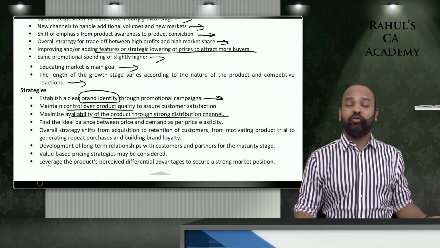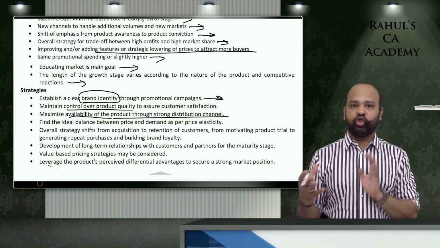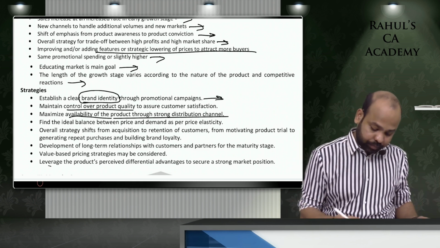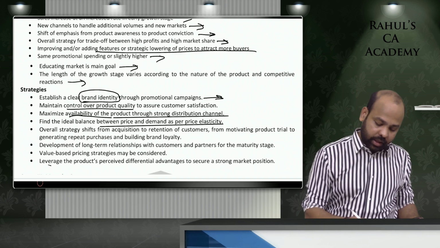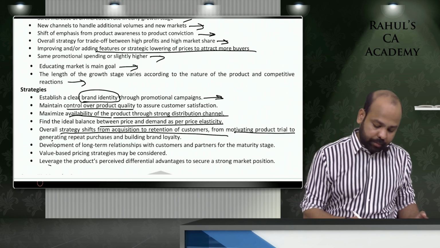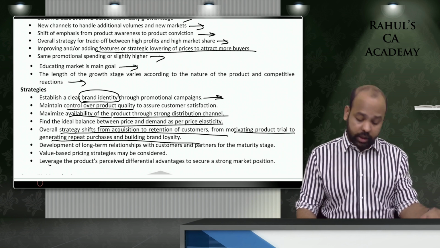Like how Hemji Hector, beta, decided that they will shift from one shift to two shifts, guys, so that they were able to manufacture more and deliver the products more. Find an ideal balance between price and demand as per price elasticity. Overall strategy shifts from acquisition to retention of customers, motivating product trial to repeat purchases, and building brand loyalty.